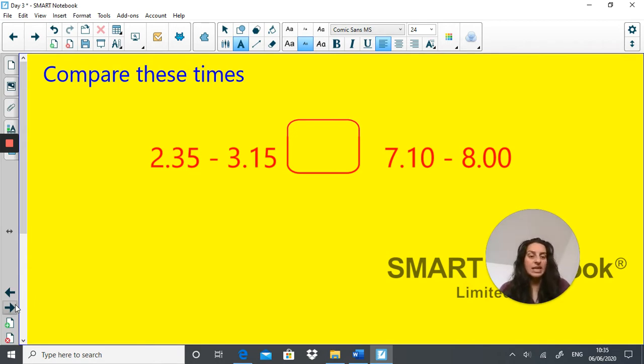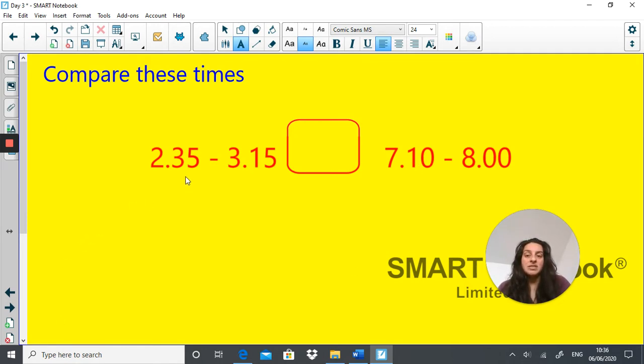So now compare these times. If you find it easier to do it by way of number line, use a number line. If you find it easier to do it by way of just calculating it by looking at a clock or in your head, whatever's easier. But remember, the first step is to work out what the elapsed time is between these two times. So off you go.